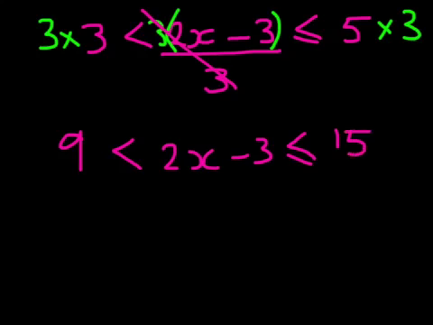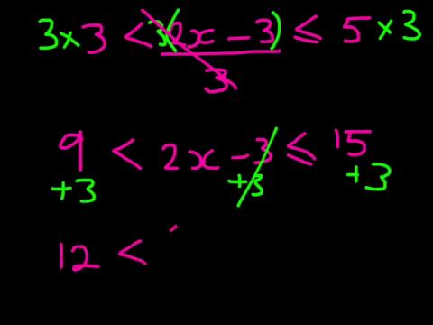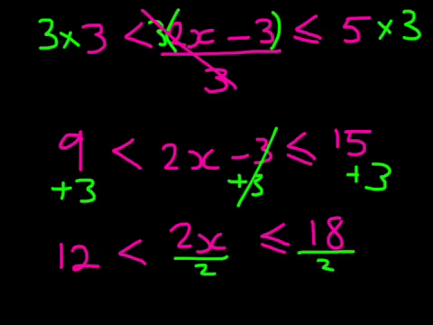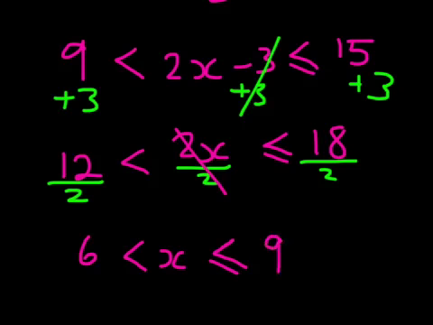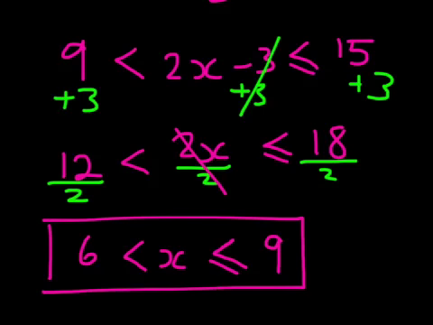or equal to 15. Now I want to get rid of this constant, so I'm going to add 3 to cancel it. So I end up with 12 is less than 2x, which is less than or equal to 18. And my last step would be to divide everything by 2. And so what do I end up with? I'm running out of room here. Okay, so then I end up with 6 is less than or equal to my x. Whoops, just less than x. And this is less than or equal to 9. There we go, there's my solution.